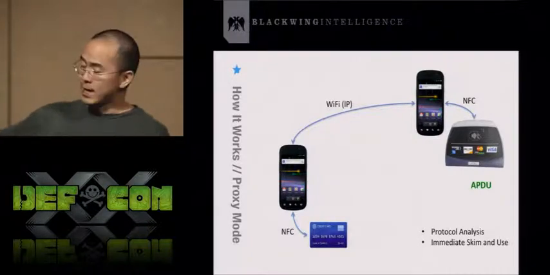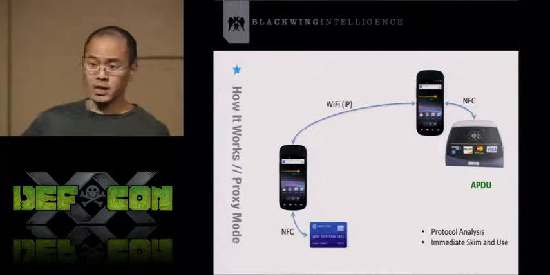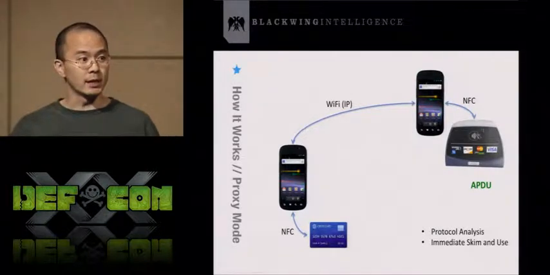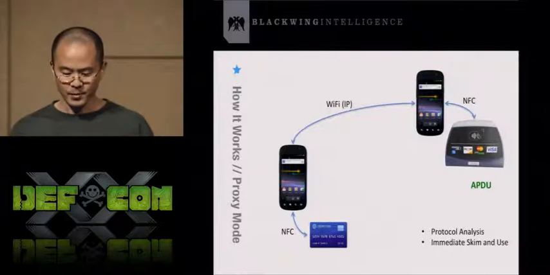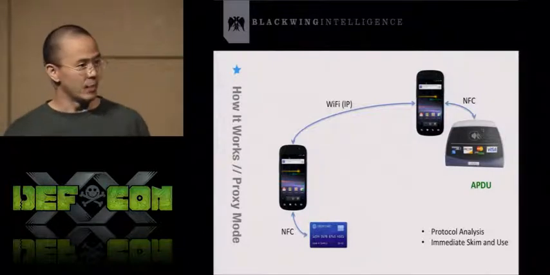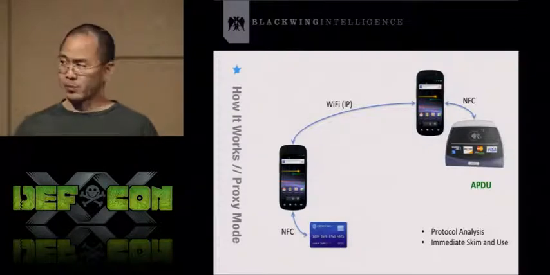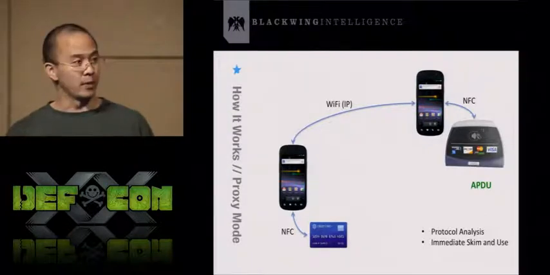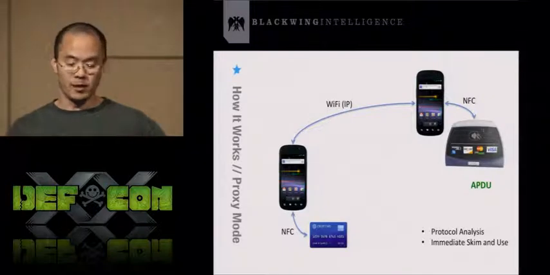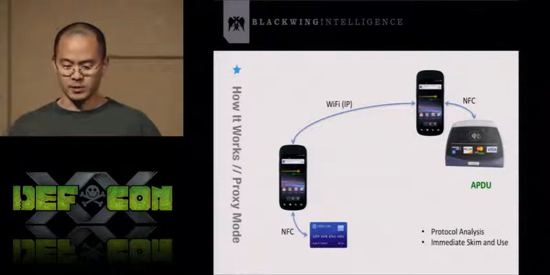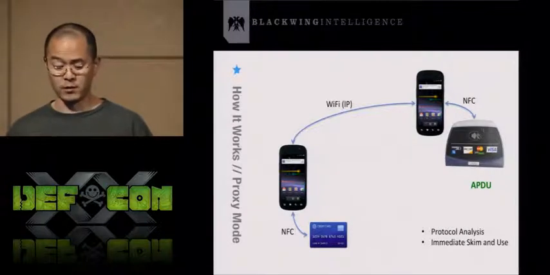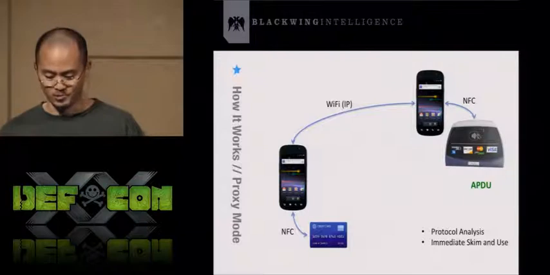So what proxying allows you to do is protocol analysis. Because we're sitting in between the transaction, we can record all that stuff and then go back after the fact and look at all the bytes that were sent between the reader and the card. And what this also facilitates is immediate skim and use. So if you set this up properly, you can take a phone, put it next to someone's credit card, and then somewhere across the world even, if the phones are communicating over IP, you can take that phone and swipe it across a reader, and you'll be able to skim their credit card completely just right over IP in another part of the world.